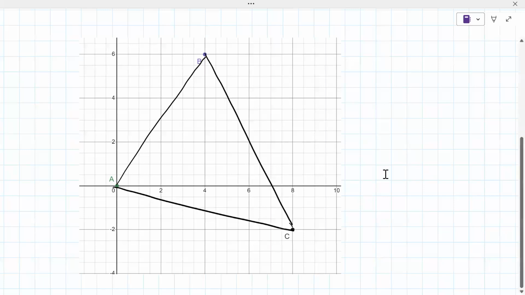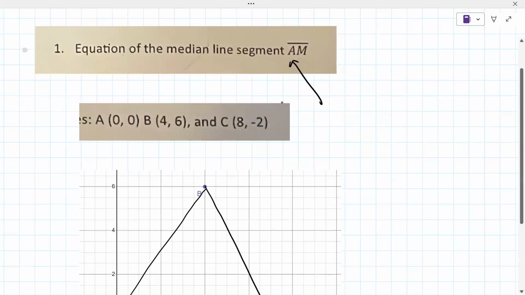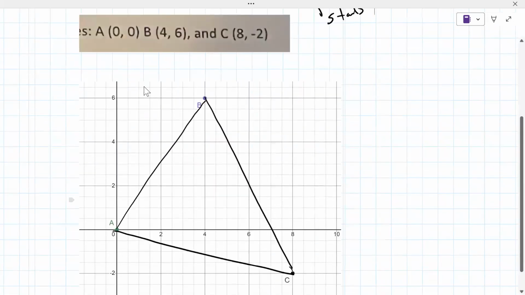So median line segment AM. That means it starts at A. Okay. Now, do you know where it ends? Where is this M? Because there's no M in this figure. There's A, B, and C. Does it end at C? It does not. It ends on the other side. So away from A, the M is the midpoint over here. It's the midpoint on the opposite side. Okay. And that's the first thing to find.